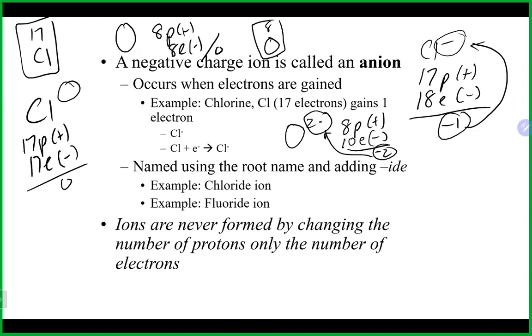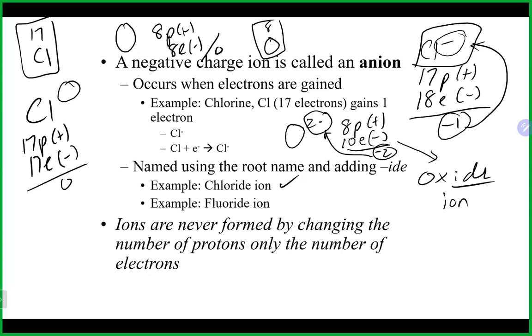We actually drop the last part of the element name and replace it with IDE when we have to name an ion. So instead of chlorine, this becomes the chloride ion. Instead of oxygen, this guy over here would be the oxide ion. Sometimes we drop a little bit more than the last part of a name, but that's how fluorine becomes fluoride, bromide, and nitride, that was nitrogen, the one that we had before. We put the IDE on there.